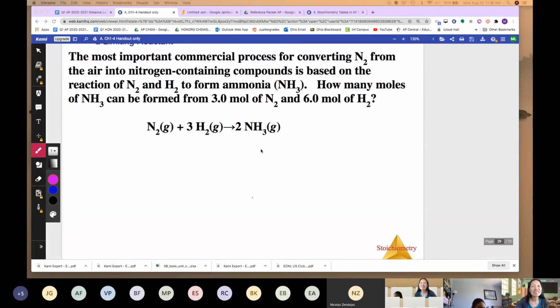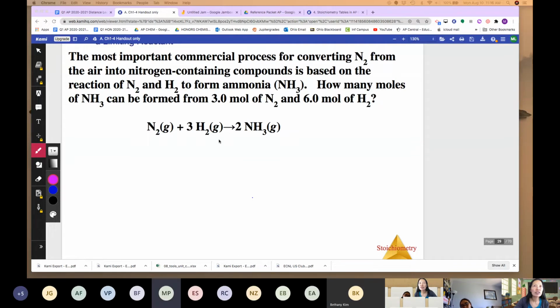Anybody else have another? That one's kind of hard to do. You can use the molar ratio of 1N to 2NH3 and 3H2 to 2NH3 to find the moles of NH3 that each amount will make. Yes, that's exactly what you're gonna do. You're gonna see using the ratio how much you'll make.